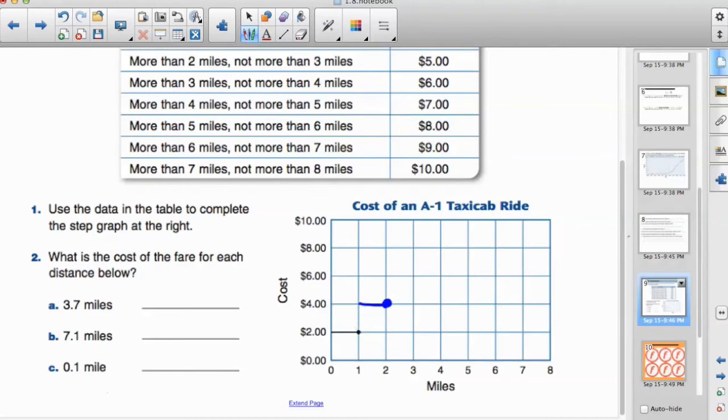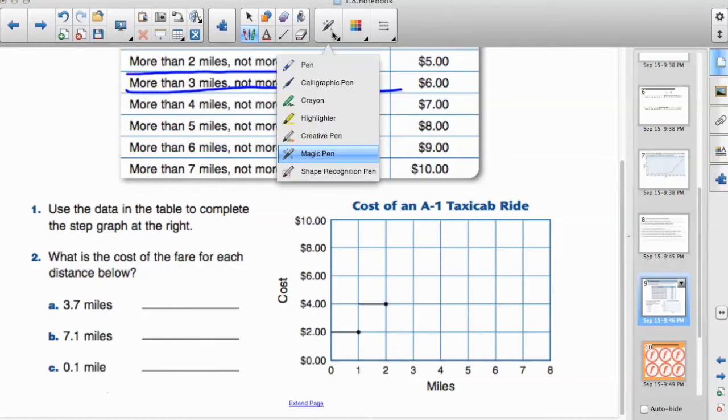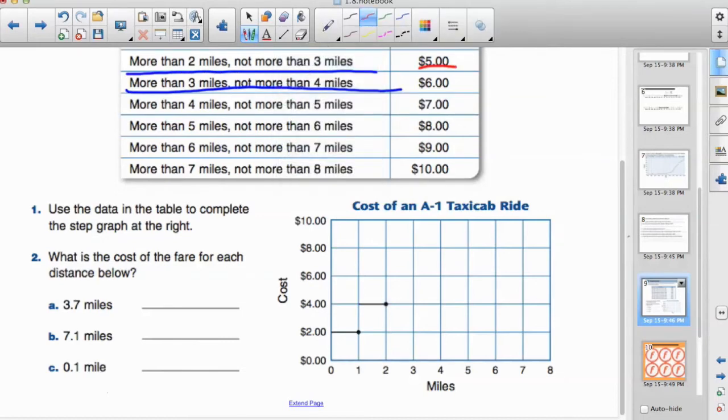All right? And if we look up here, when we go more than 2 miles, not more than 3, that's going to make us jump up to $5. So right when we pass 2 miles, we're going to have to make another jump. But you might say, Mr. Heck, there is no $5 mark on the vertical axis. Well, we've got 4, we've got 6, 5 would be right in between. So we start our line right here until we get to 3 miles.